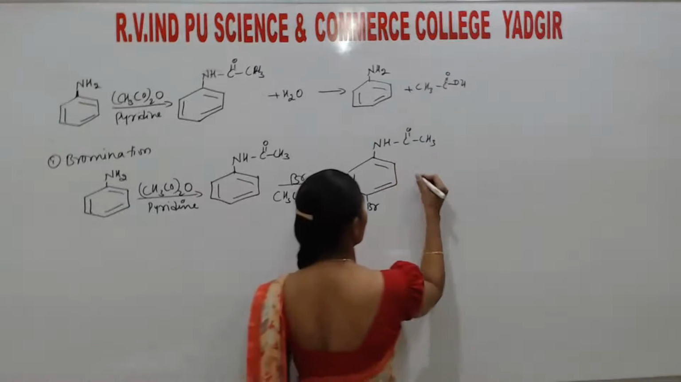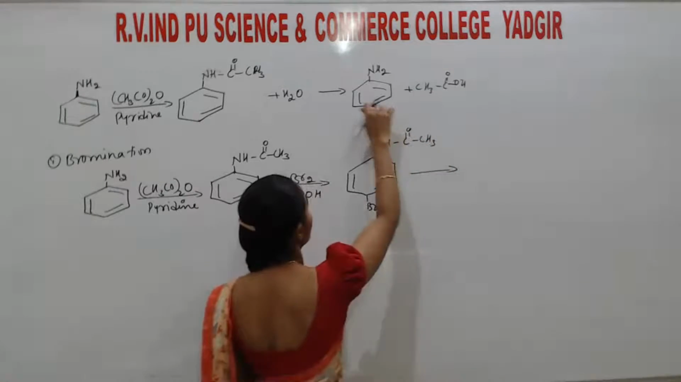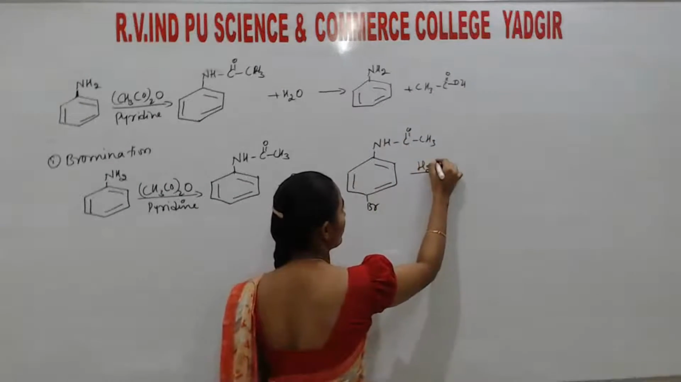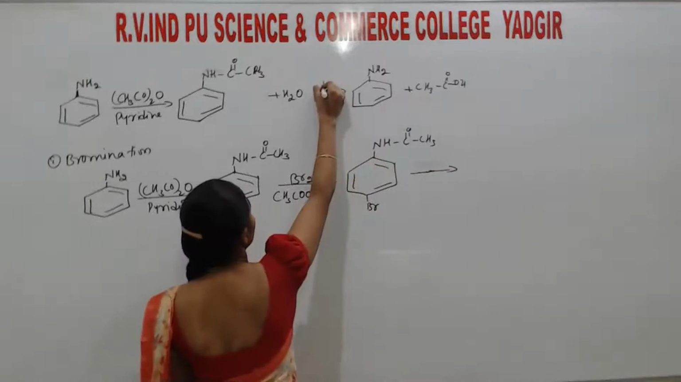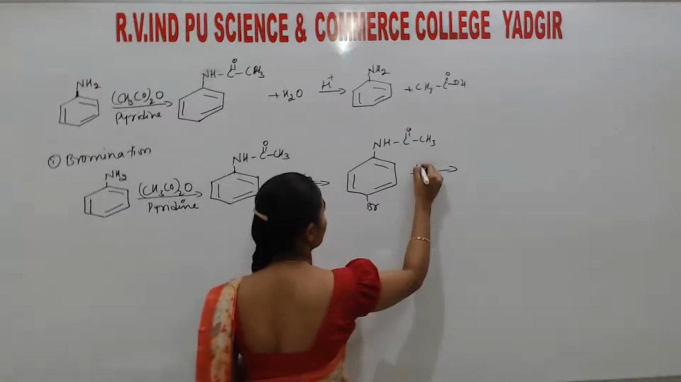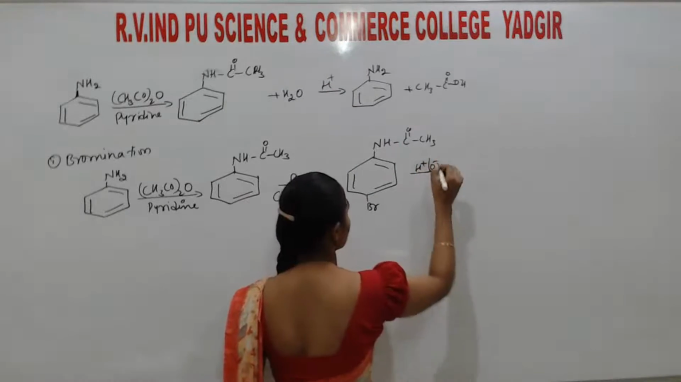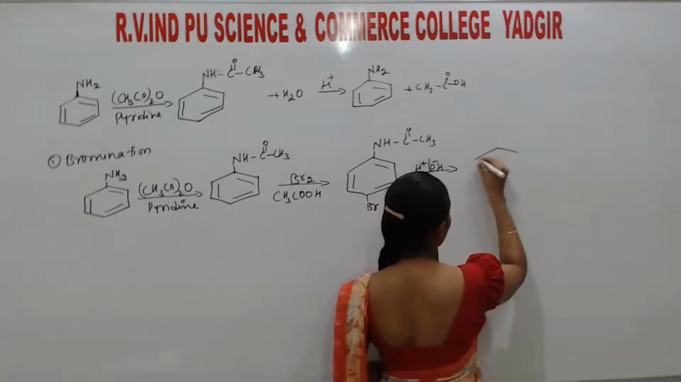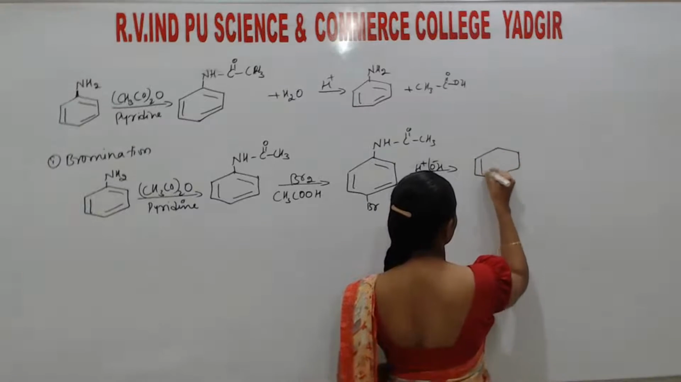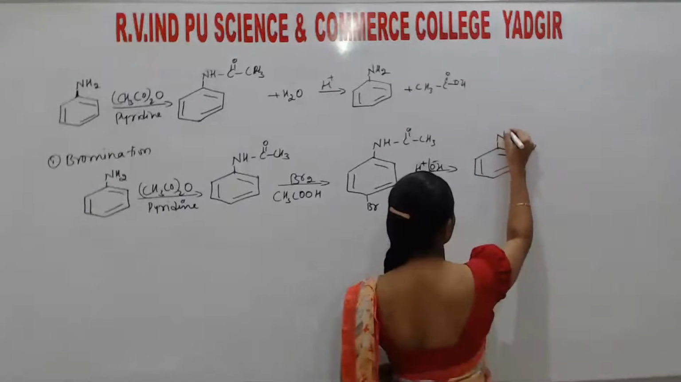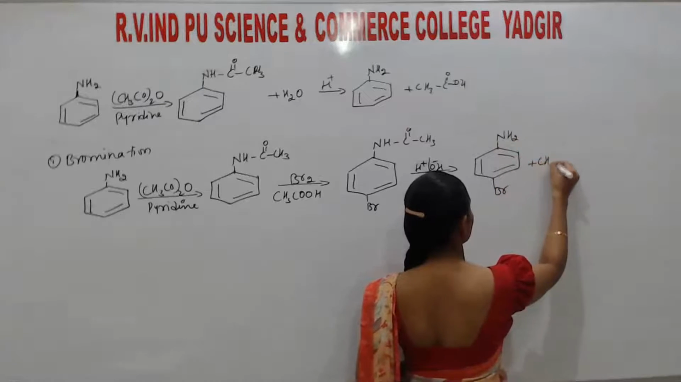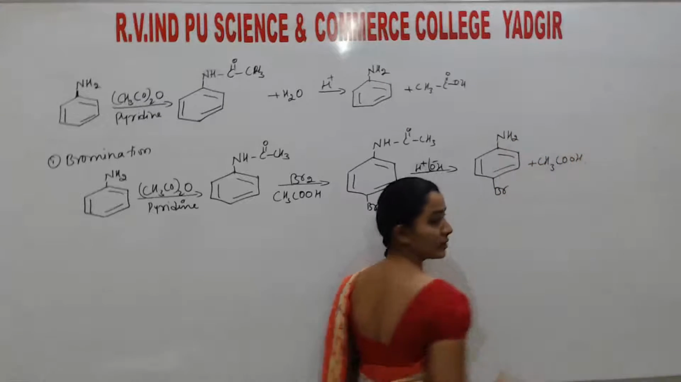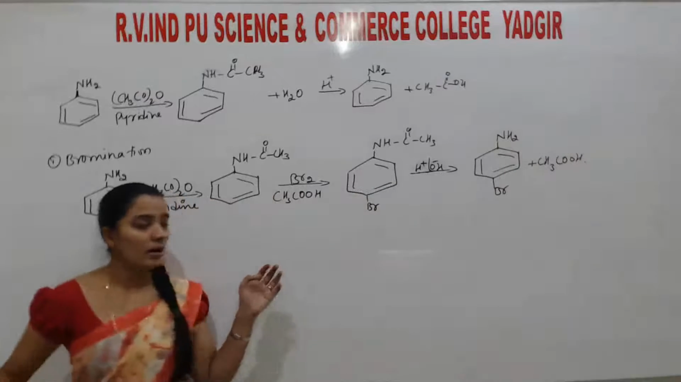So students, now we need to change this to what, aniline. We have to do hydrolysis, acid hydrolysis especially, in presence of any acid. Acid hydrolysis, therefore this is NH2, this is Br, and CH3COOH. What is this? Bromination.